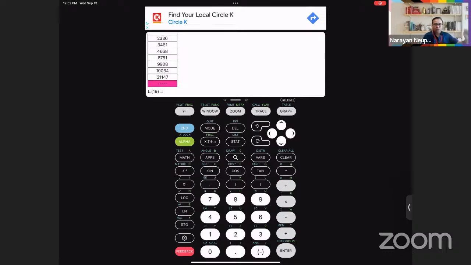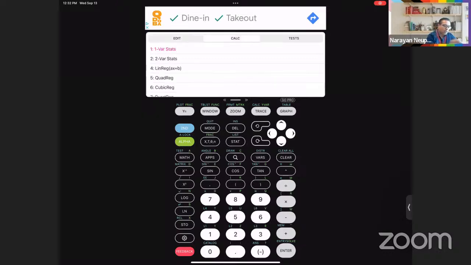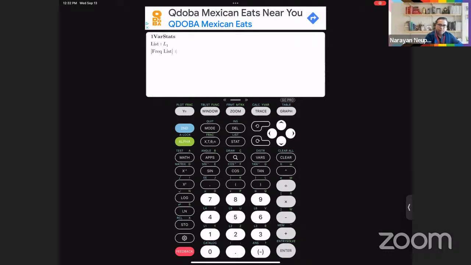Now, in order to find those 5 numbers, Q1, Q2, Q3, minimum and maximum, we need to go to STAT again. You press that, and then in the second tab there, you'll see CALC. You go to CALC, and the first one, which is already highlighted for you, that's where we are going: 1-Var Stats. Just enter, and you'll see that your data is in list 1.